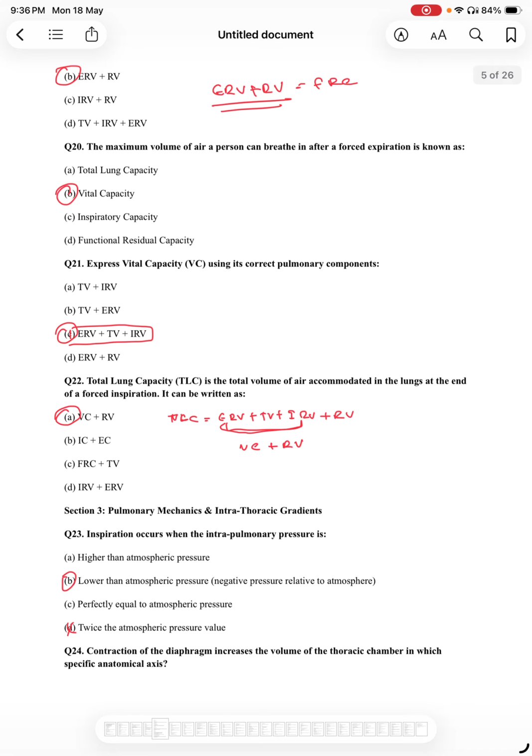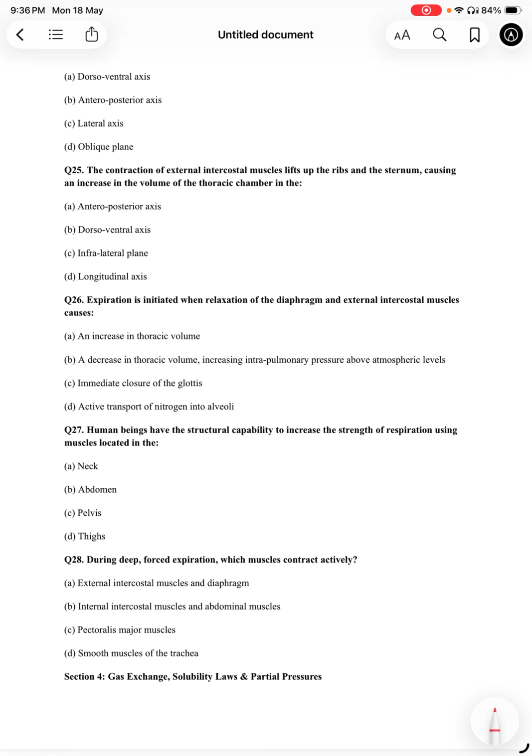Next question. Contraction of the diaphragm increases the volume of the thoracic chamber in which specific anatomical axis? Dorsoventral axis, anteroposterior axis, lateral axis, oblique plane. See, when the dome-shaped diaphragm contracts, it flattens towards the abdomen. So this is the abdomen, and it flattens like this. So this structural movement basically expands the vertical dimension of the thoracic cavity.